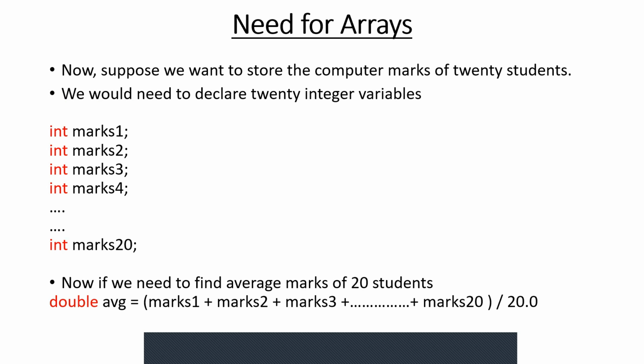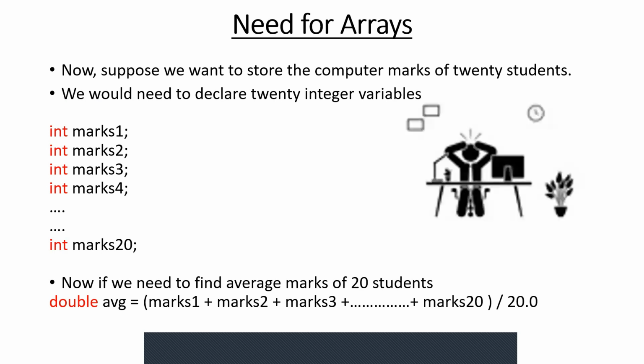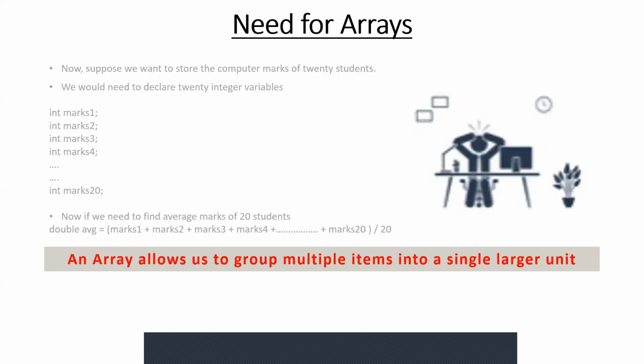Now, okay, coming back to the point, what would I do? Marks 1 plus marks 2 plus marks 3, so on till marks 20. Imagine if I had 50 students or 50 marks, then I would have to add 50 such variables. And this is not at all scalable. Okay, so we have array. An array is a data type which allows us to group multiple items into one single unit. Okay, for now, it does not mean anything. Let us have a look at an example and it will be clear.